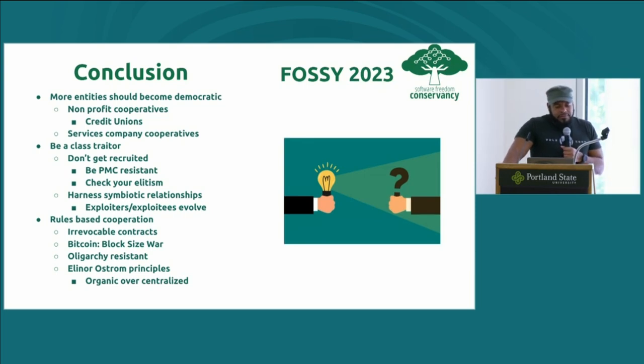Be resistant. People will want to recruit you into the professional managerial class. There's always someone ready to say, hey, come over here. People respect you. Come over here and do the Jedi mind trick. But all of this is implicit. Check your elitism. What is elitism?